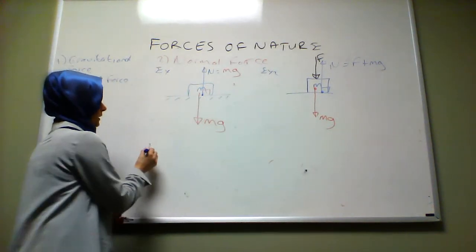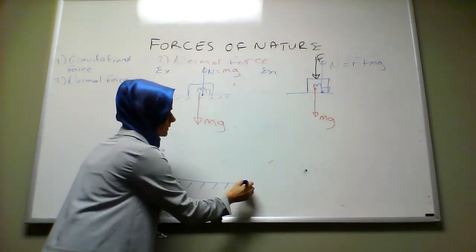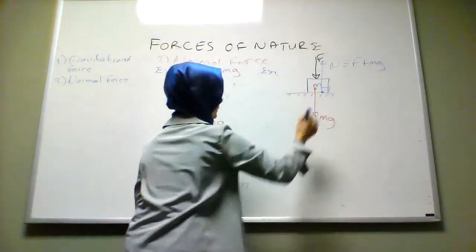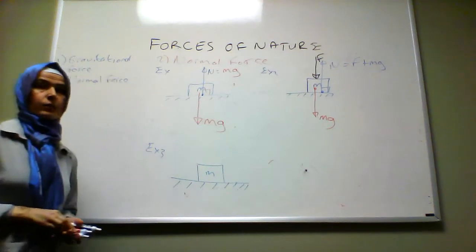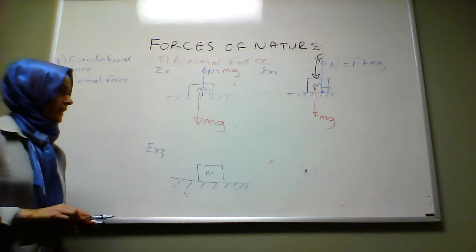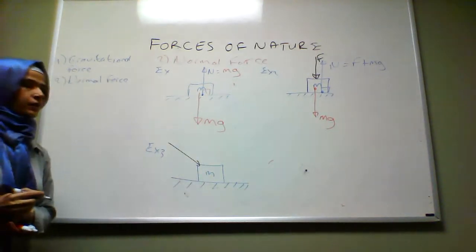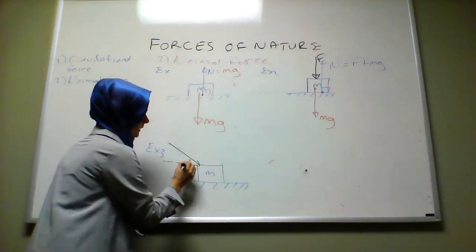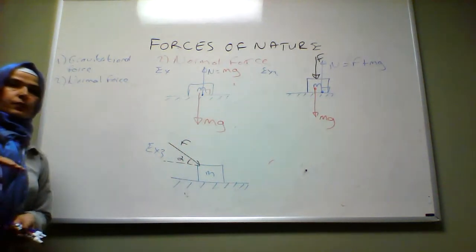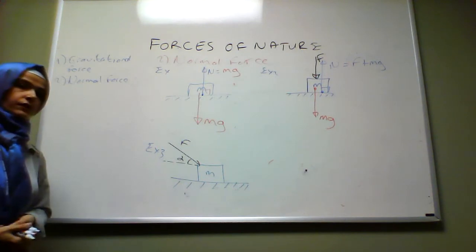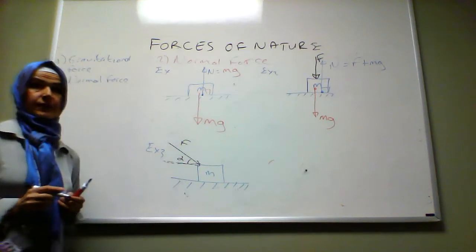Let me say example 3. I put the mass on the surface. Let me put these here to clarify. Now I'm pushing down with a force at an angle to the horizontal. Let me call this angle alpha. This is again F, but now it's not perpendicular to the surface. It has an angle with the horizontal axis. What's going to happen now?